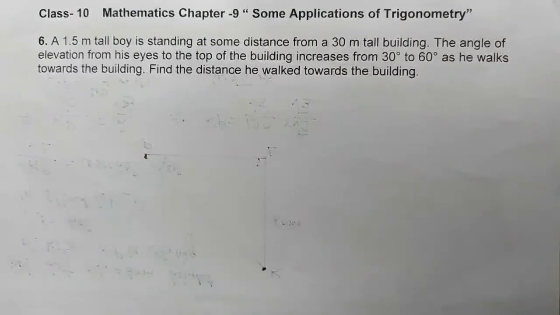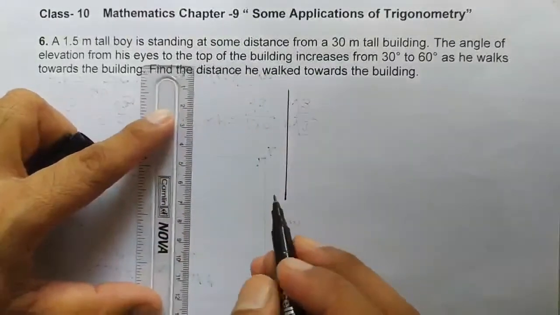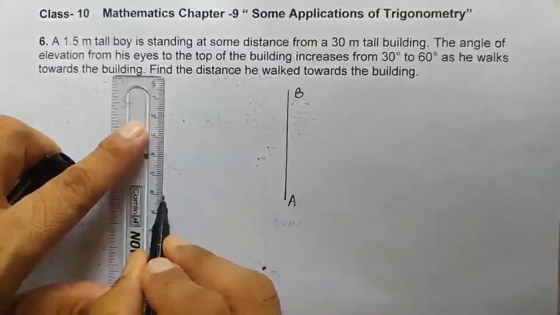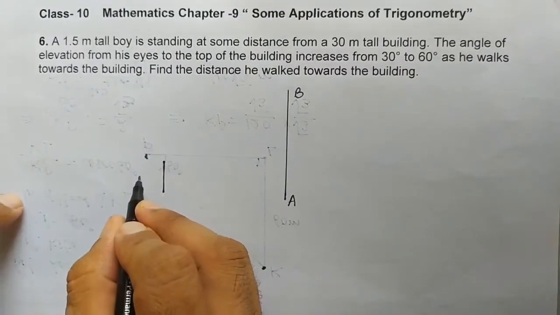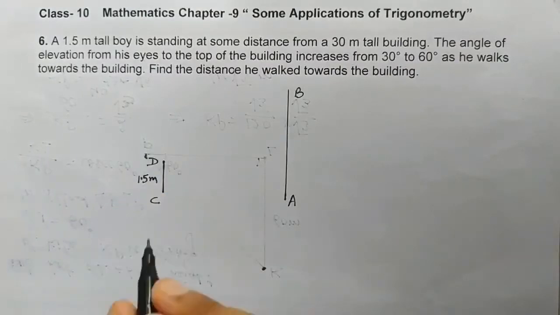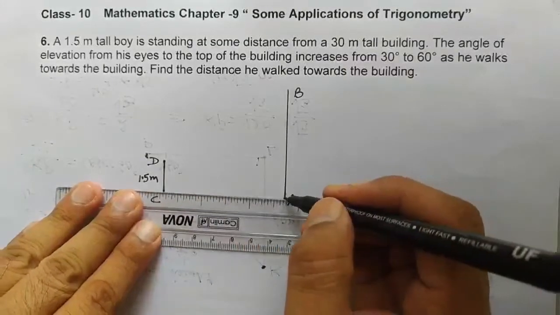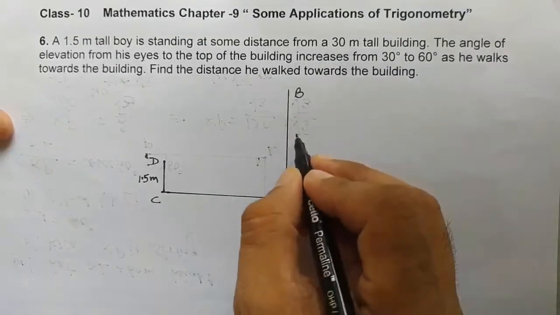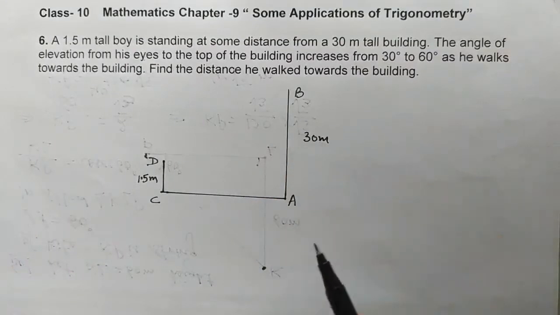So we can side by side draw the diagram also. See here, we have read the first line and we have drawn this much of the diagram. This is the building. Suppose this building is AB, and this is the boy at some distance from the building. This is the 1.5 meter tall boy. Suppose the position of the boy is CD. This is 1.5 meter. And this is the distance between the boy and the building, right? AC is that distance. And this building is 30 meter tall, so AB is 30 meter, right? This is 30 meter.